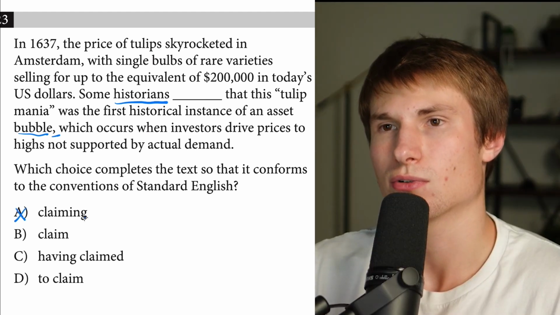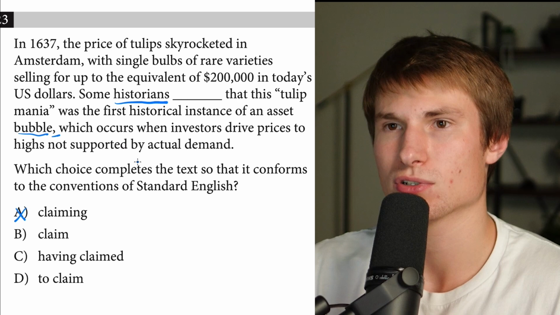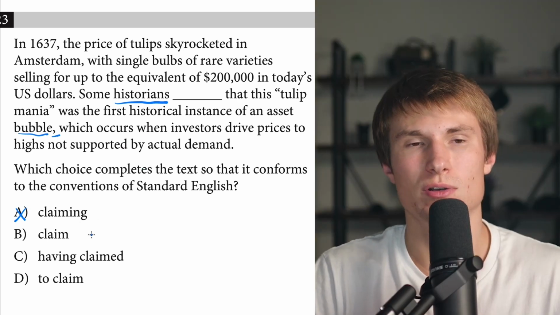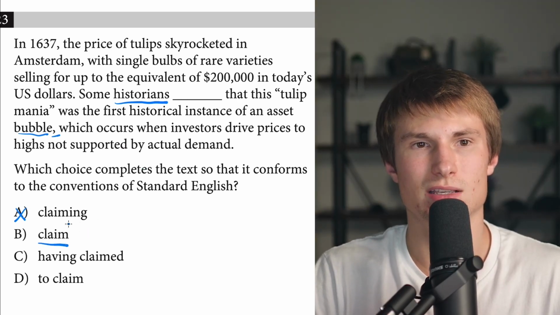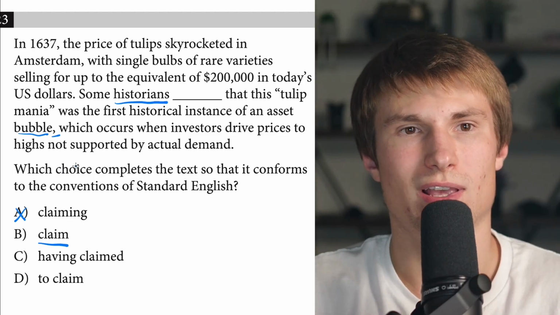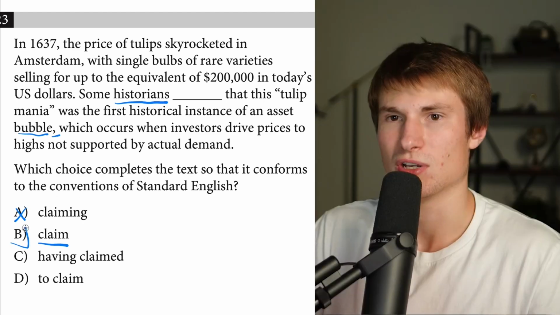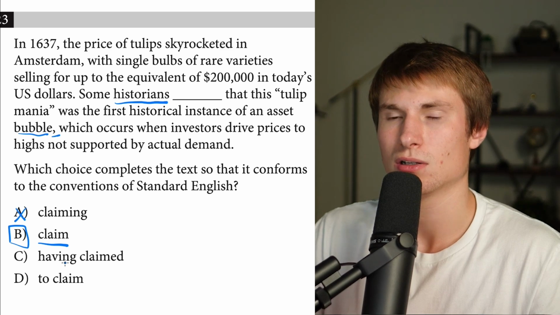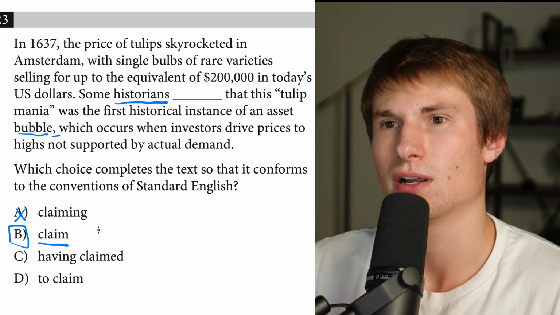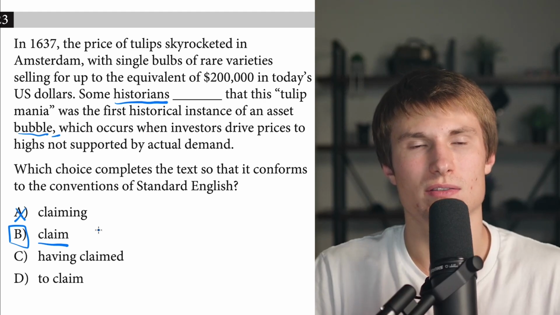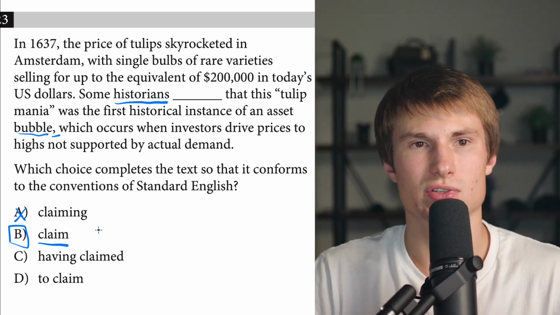We would have some historians claim that this tulip mania was the first historical instance of an asset bubble. That would make an independent clause, and claim is a finite verb. Okay, so we have an independent clause in B, so B will be our answer there. Let's take a look at C and D as well. We've got option C, some historians having claimed that this tulip mania was the first historical instance of an asset bubble. This presents essentially very close to the same problem as A.